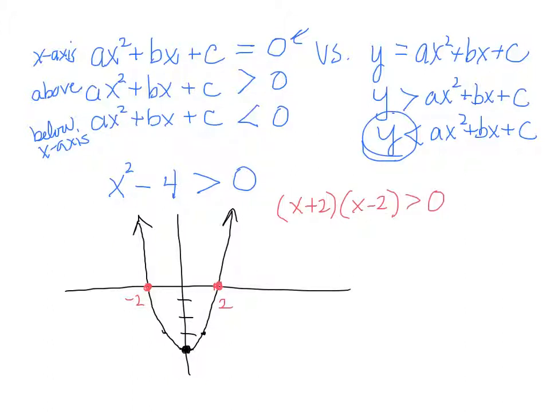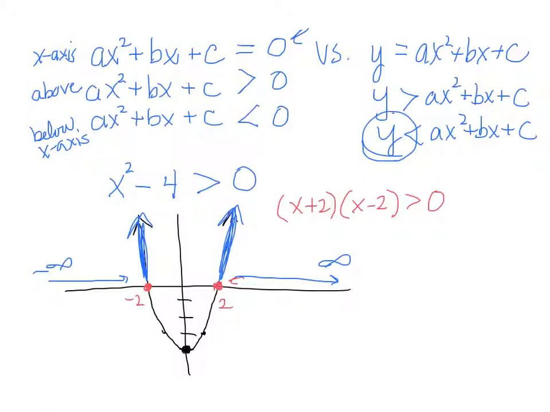Okay? All right, so if it were equal to 0, that would be these 2 points right here. Greater than 0 are going to be these blue pieces right here. Well, where do those occur? Well, they occur from -infinity to -2. And again from 2 to positive infinity.